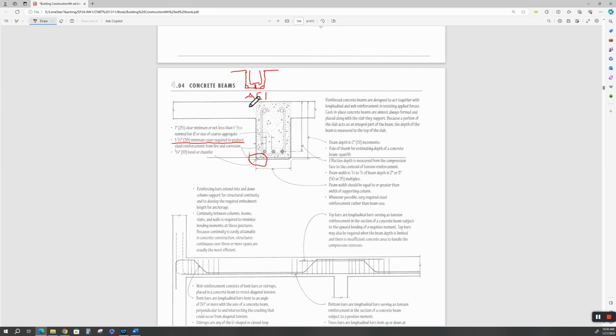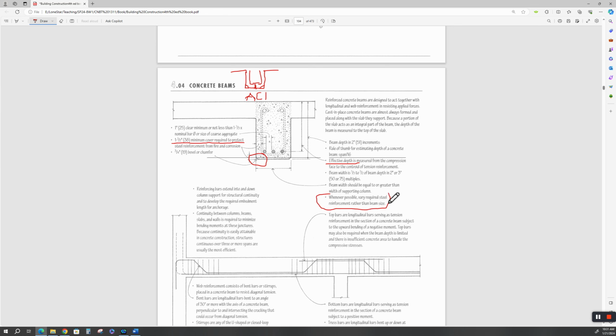All right. Your effective depth, now this is for structural engineers, because you as an architect don't care about that. Your structural engineer does. It's from the top of the cast-in-place concrete to the center of the lower reinforcing steel. Now, there's no extra charge for that. Your beam width should be equal to or greater than the width of the supporting column.